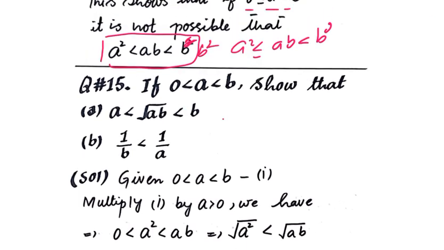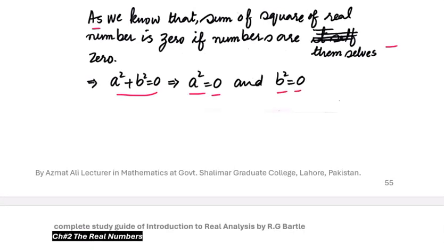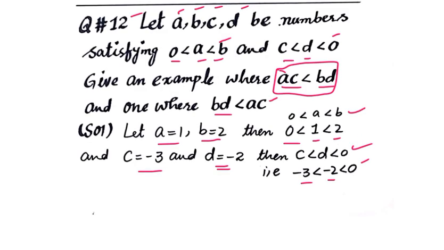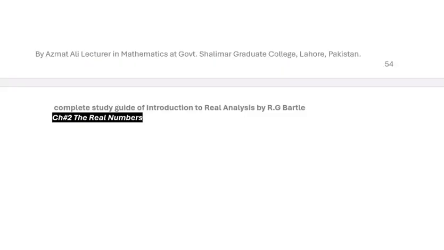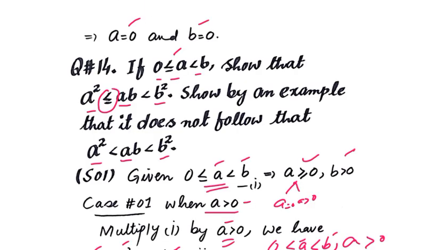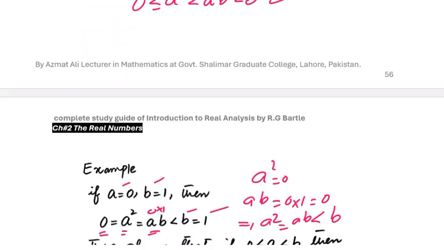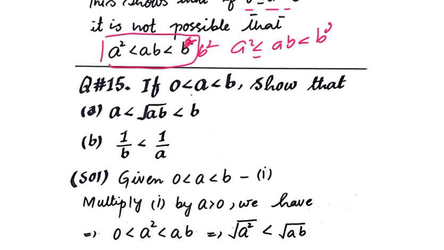Question number 15. In question number 15, this is the same as question number 11b. In question number 11b, we have shown if A and B are any two real numbers, then their arithmetic mean always lies between them. In question number 15, we will show that if A and B are positive real numbers, then their geometric mean, the geometric mean of two real numbers, is square root of AB. If A and B both are positive, the geometric mean always lies between A and B.